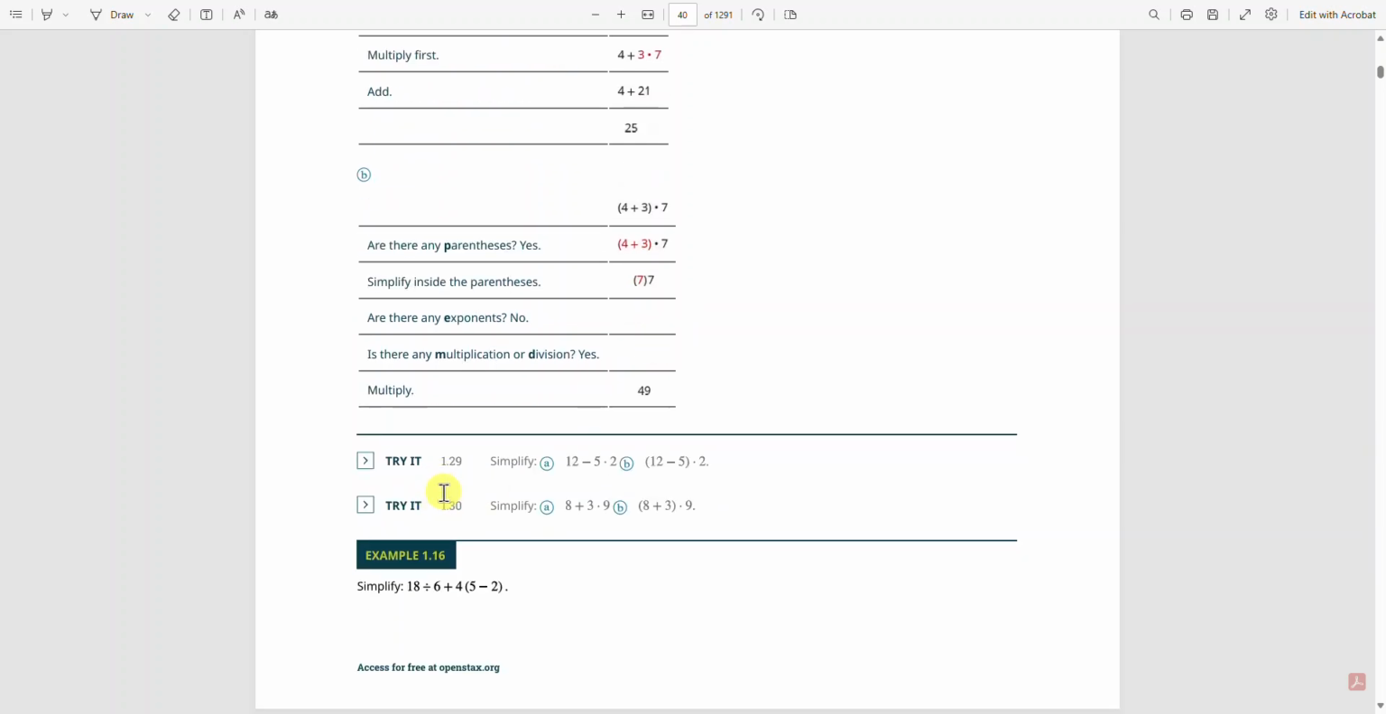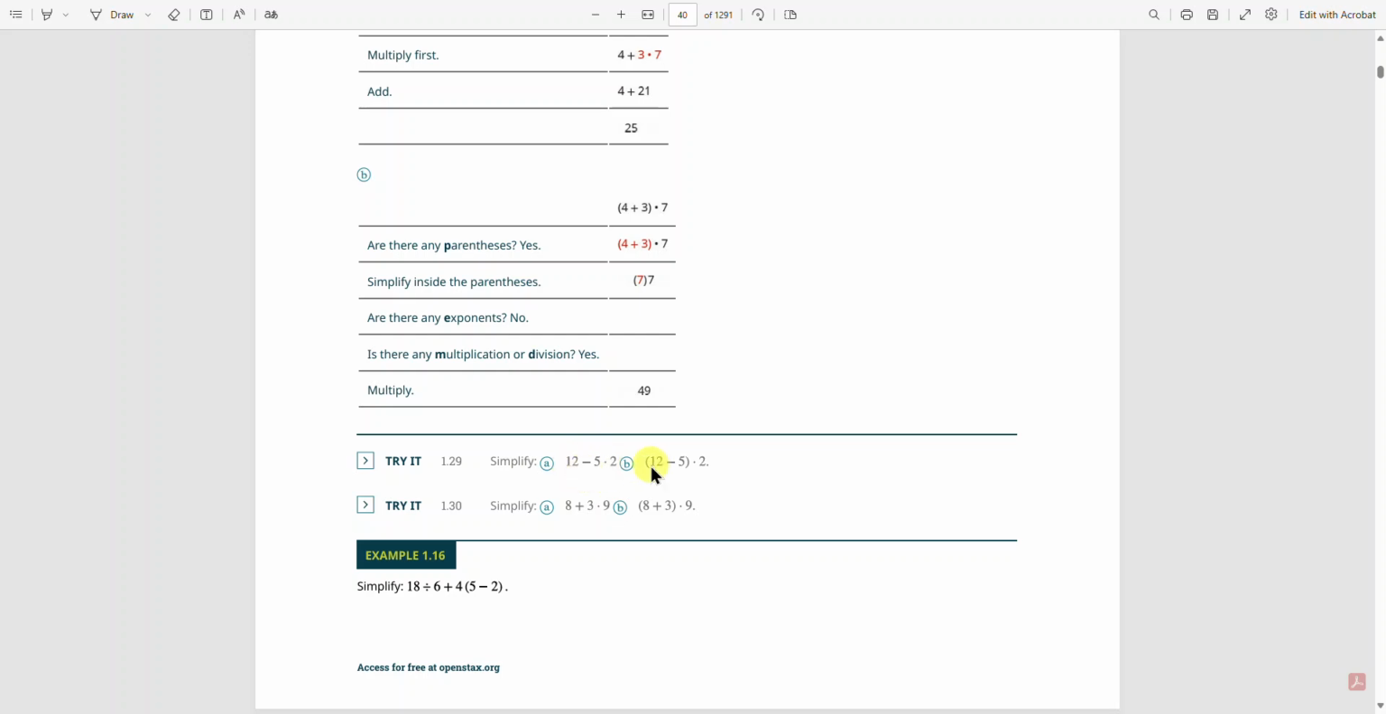All right, let's look at a couple examples. We're shown here 12 minus 5 times 2. There are no parentheses. There are no exponents. So then we look to multiplication and division. We multiply 5 times 2 and get 10. We subtract that from 12, and we're left with 2.